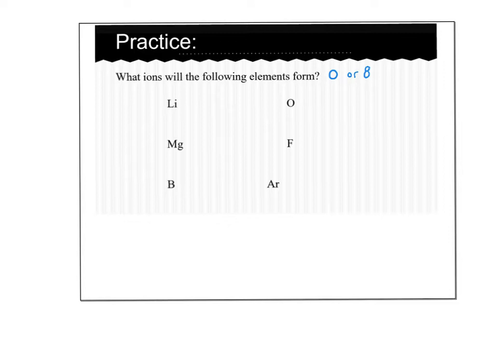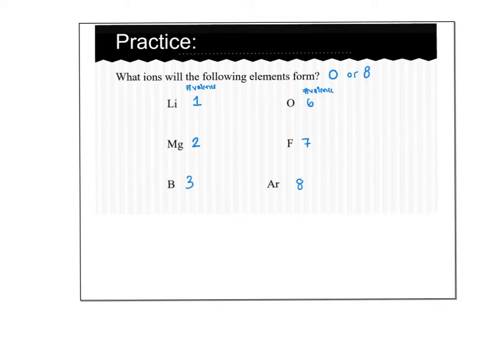So first, let's actually do the number of valence electrons. So lithium is in the first column on the periodic table. He has 1. Magnesium is in the second group. He has 2. Boron is in the third group. He has 3. Oxygen is in the, if you skip all those transition metals, in the 6. He has 6 valence. Fluorine has 7, and argon has 8.